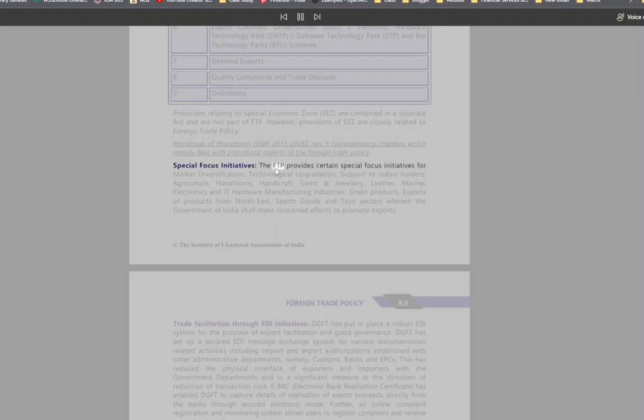Special Focus Initiatives. The FTP provides certain special focus initiatives for market diversification, technological upgradation, support to status holders, agriculture, handlooms, handicraft, gems and jewelry, leather, marine, electronics and IT hardware manufacturing industries, green products, exports of products from the Northeast, sports goods and toy sectors, wherein the Government of India shall make concerted efforts to promote exports.